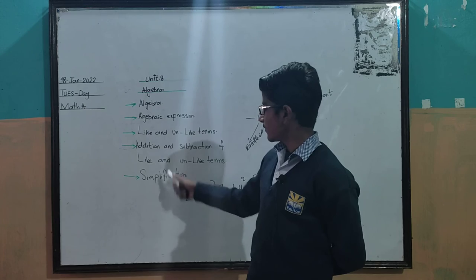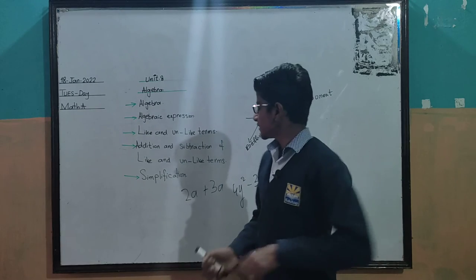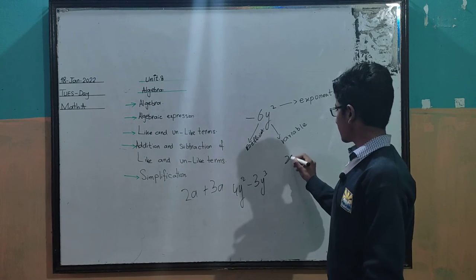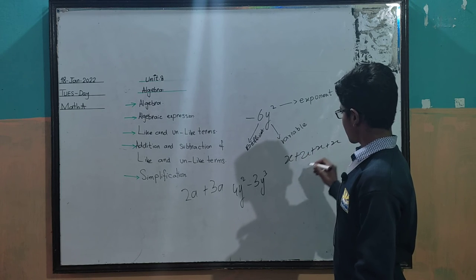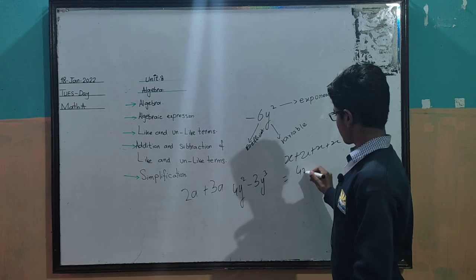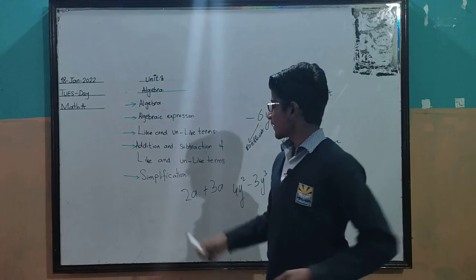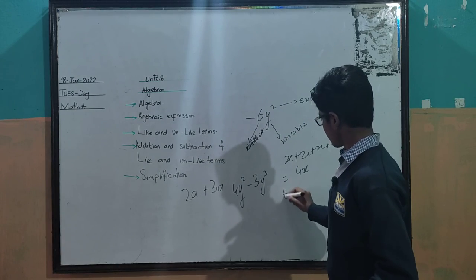Addition and subtraction of like and unlike terms. Addition of like terms is equal to 4x. Subtraction of like terms is 5y.